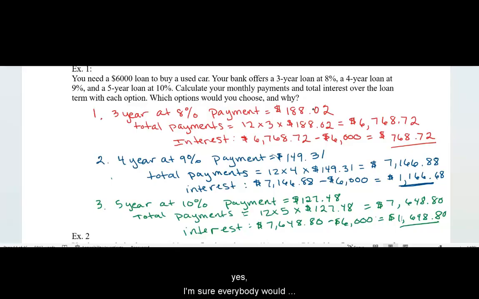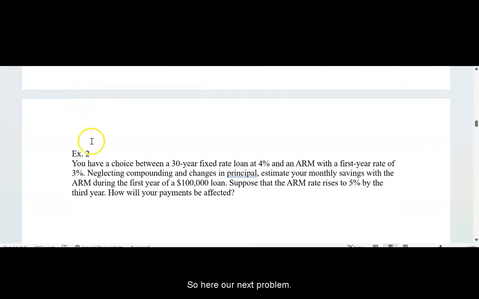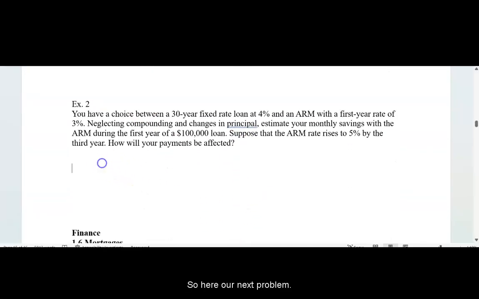That's why I always say, yes, I'm sure everybody would love the shorter term loan, but it's not always going to work for us. It's good to just understand what your options are, but I also think it's important to understand what you're paying back too. Okay, so that was a comparison looking at a car loan. Again, these are all installment loans. And now we're going to go down to this one, and I'm going to put this onto my next page. So here, our next problem.